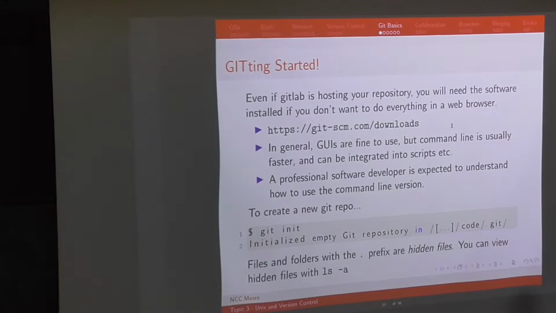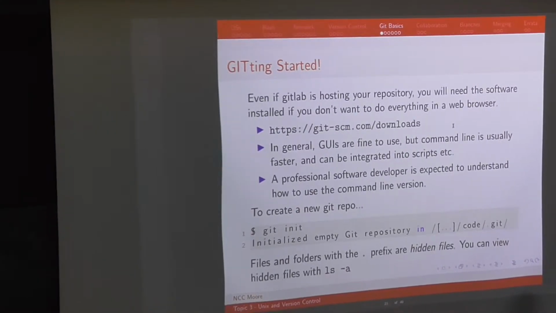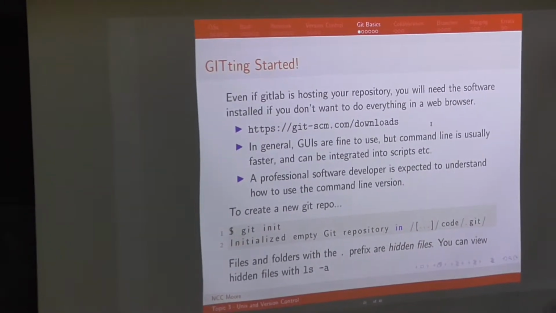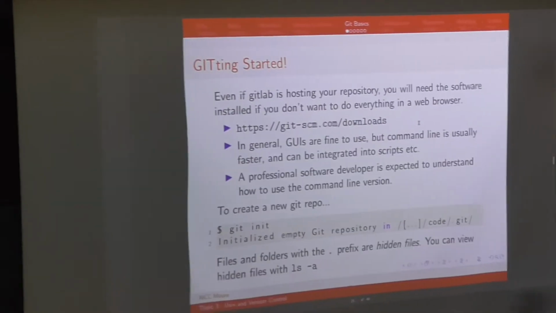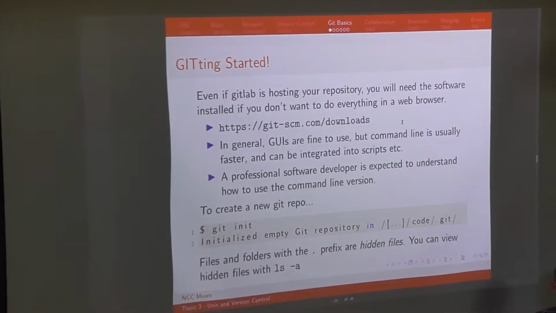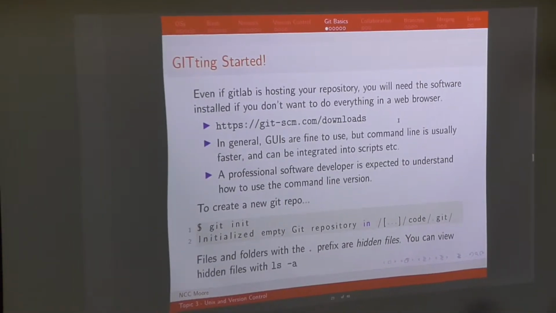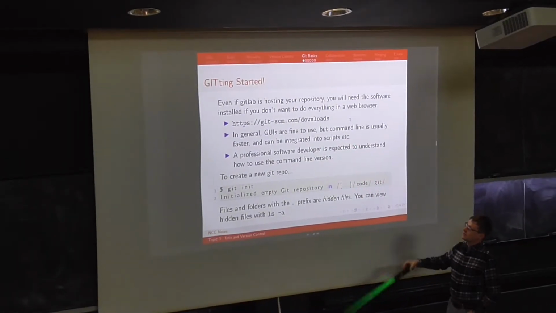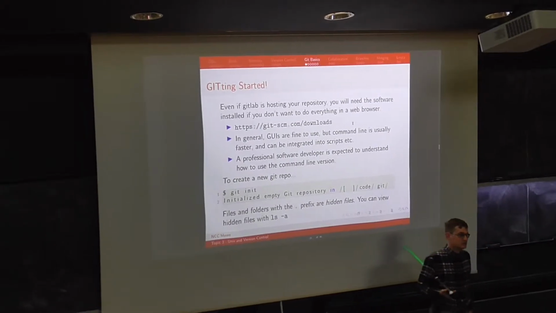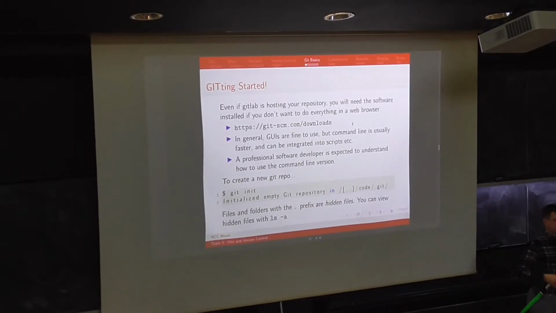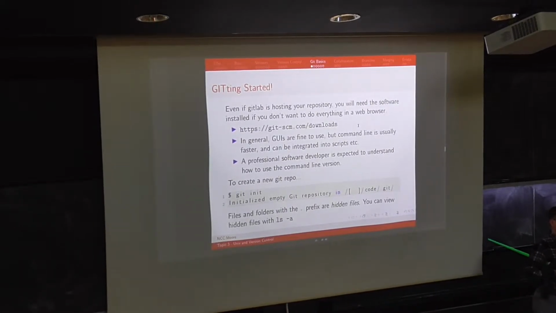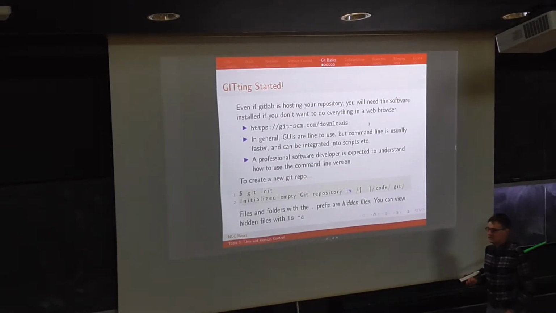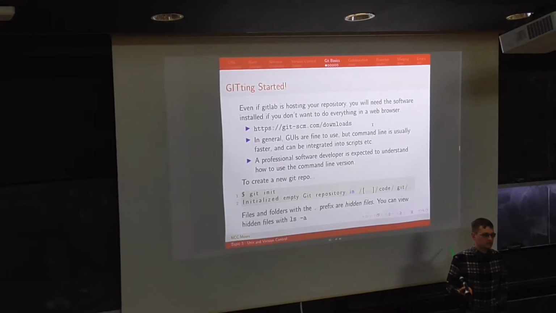If you want to use Git on your computer, you'll need to download it, if you don't already have access to it. If you're on something like a Unix-based system, then this should be relatively easy. If it's Windows, then follow the instructions. But in general, GUIs are fine to use, but command line is usually faster and can be integrated into scripts. So you'll be able to find Git clients and things like that, typically okay to use them. Professional software developers, however, are expected to know how to use a command line, so it's good to know.